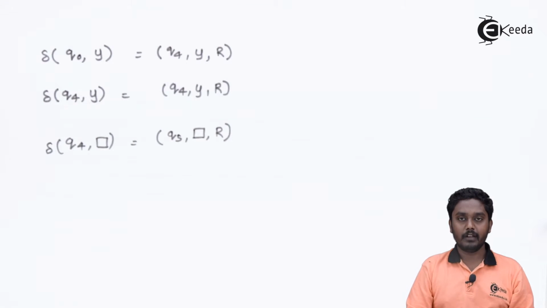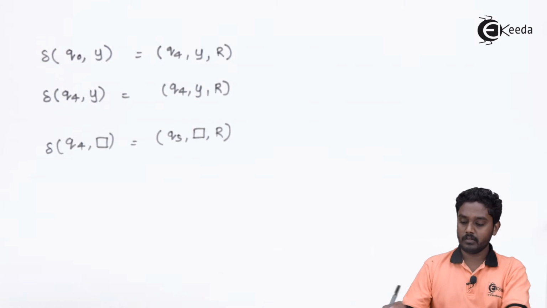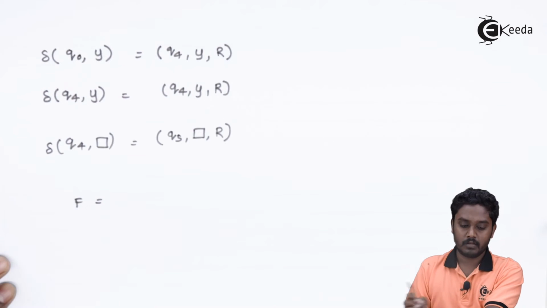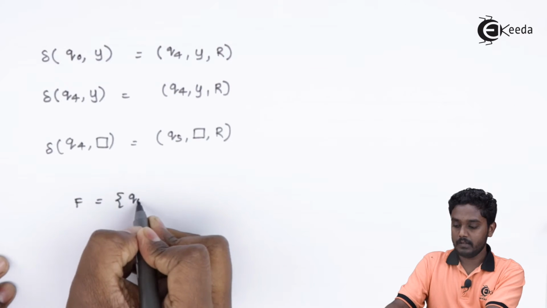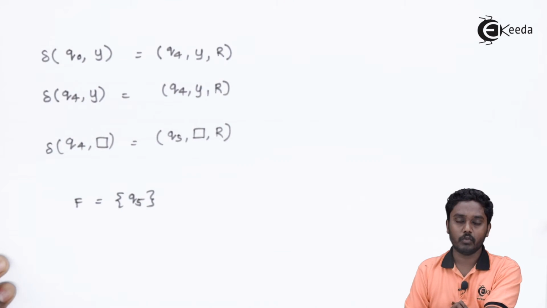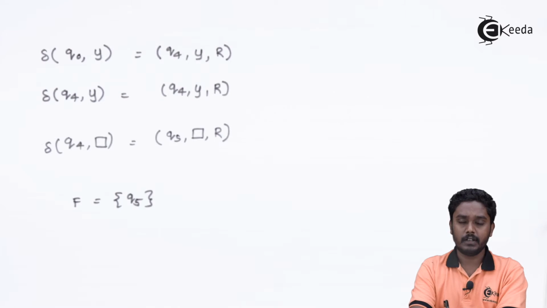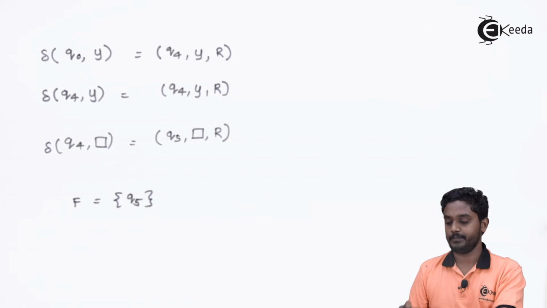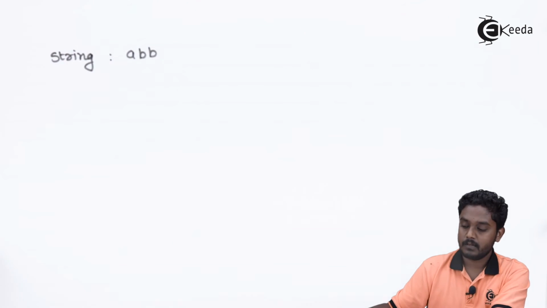So far, we have defined the components Q, sigma, tau, delta. Q0 we know is the initial state. F will contain the final state. Over here, Q5 is the final state. F will contain Q5. Now let's take a string and try to run it on this machine. Let's say the string that we are taking is ABB. We are using instantaneous description notation.